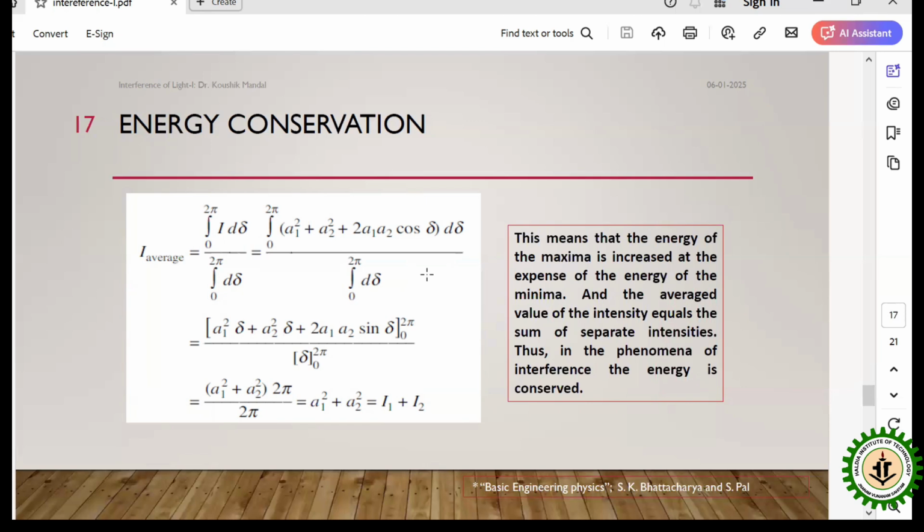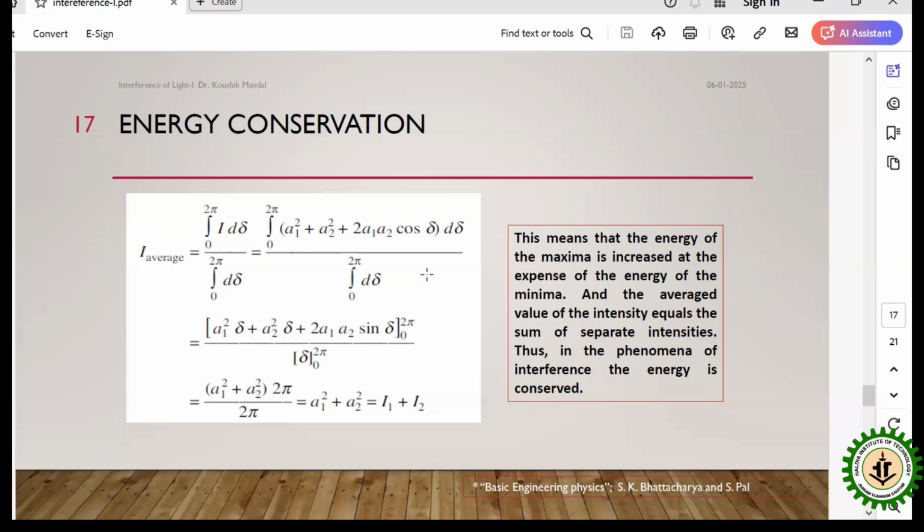The integration of cos delta over one cycle is 0. So the average intensity is nothing but the sum of the intensities of the individual sources, a1 square plus a2 square.